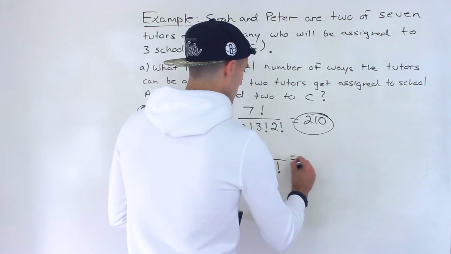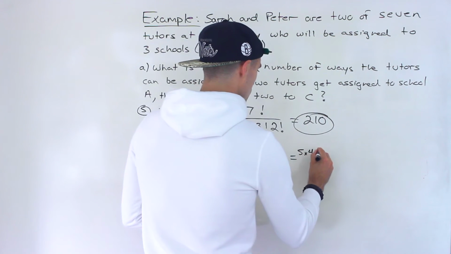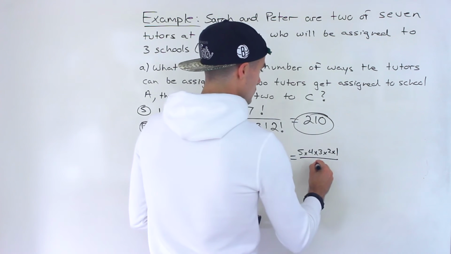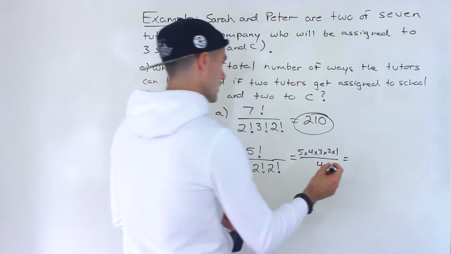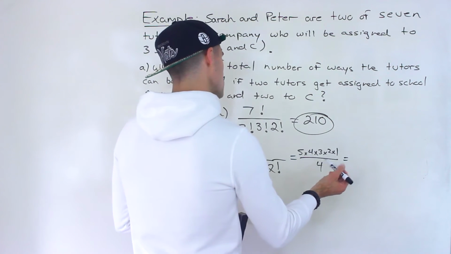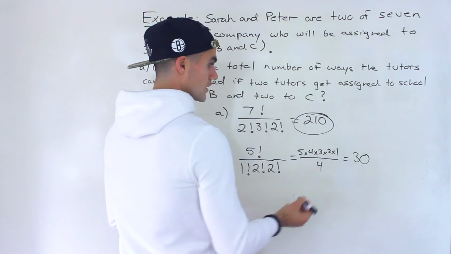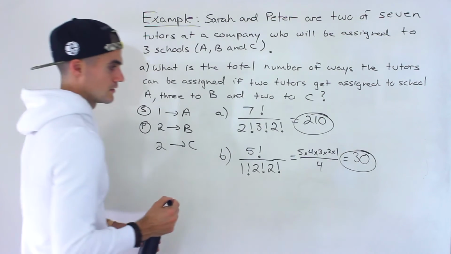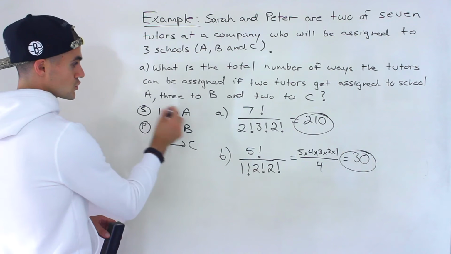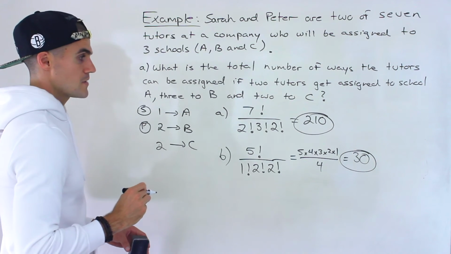And then when you do this here, you'd end up having 5 times 4 times 3 times 2 times 1 all over 2 factorial times 2 factorial gives us 4. So this would end up being, what? 120 over 4, which would give us 30. So 30 different ways that part B can happen if Sarah is for sure going to A and then Peter is for sure going to B.